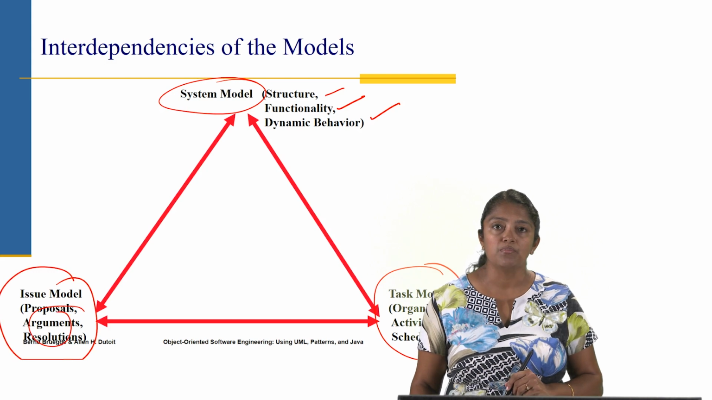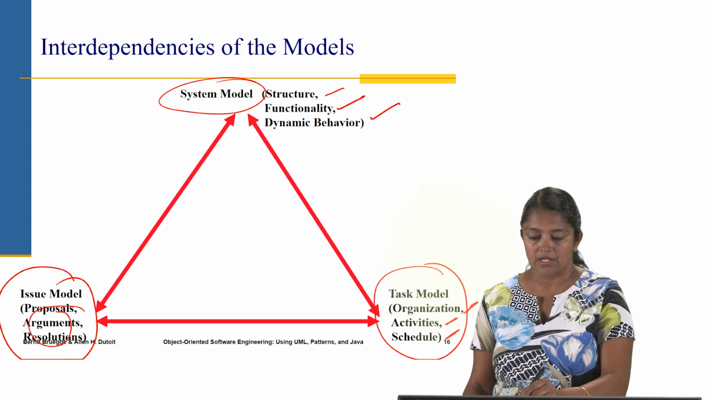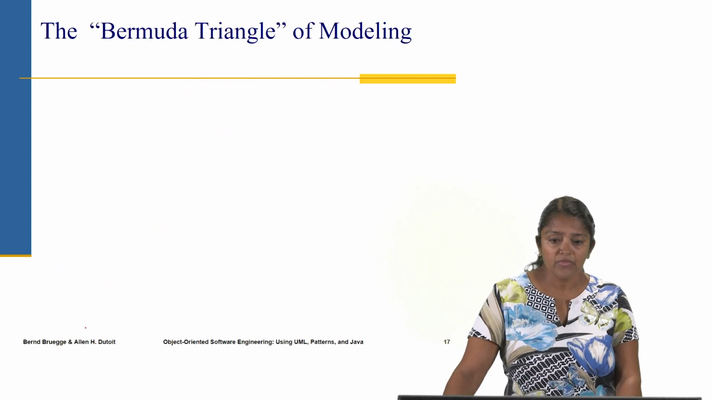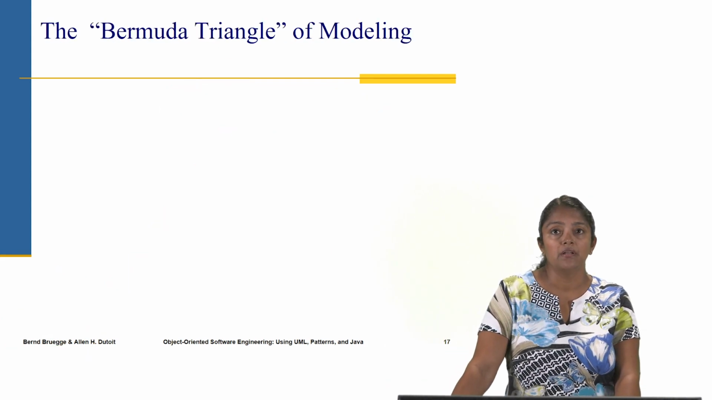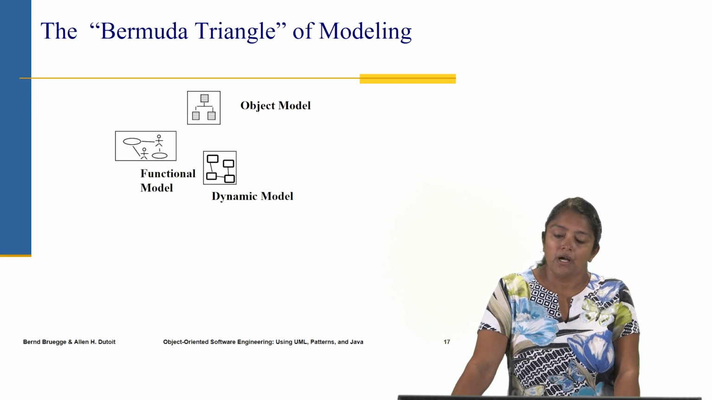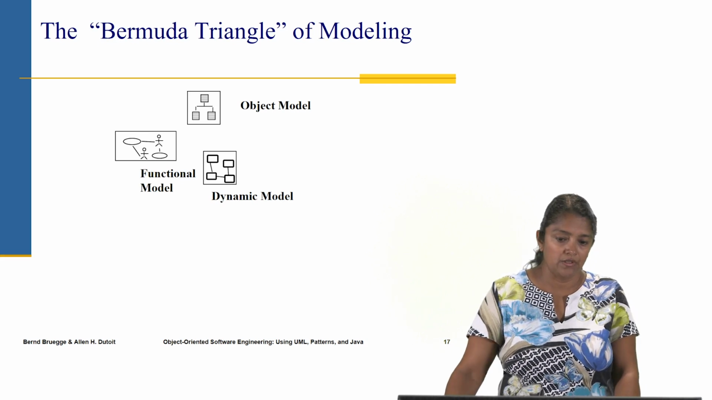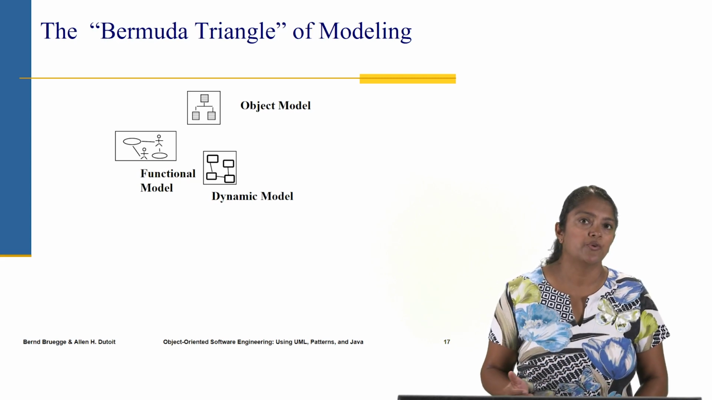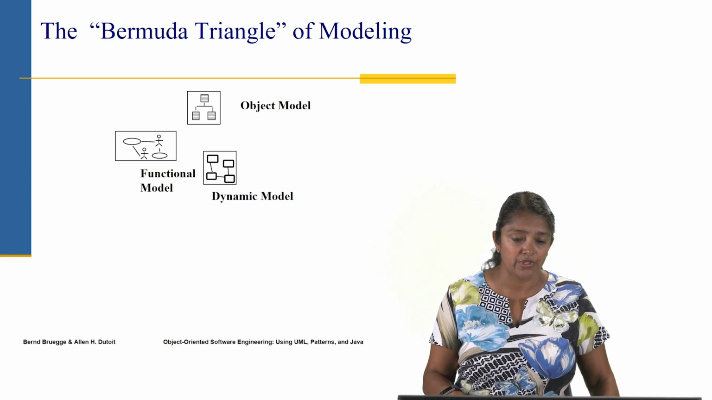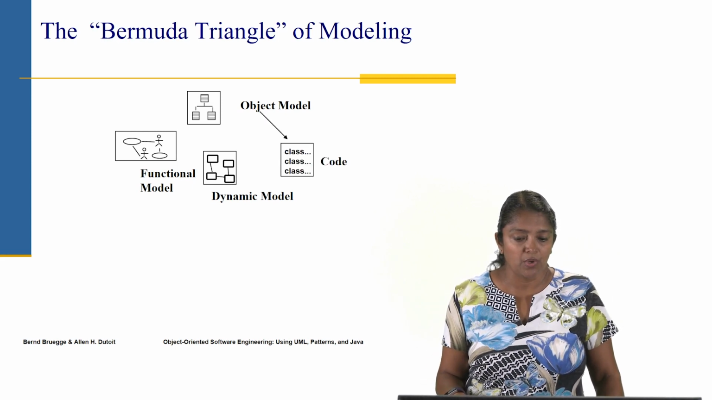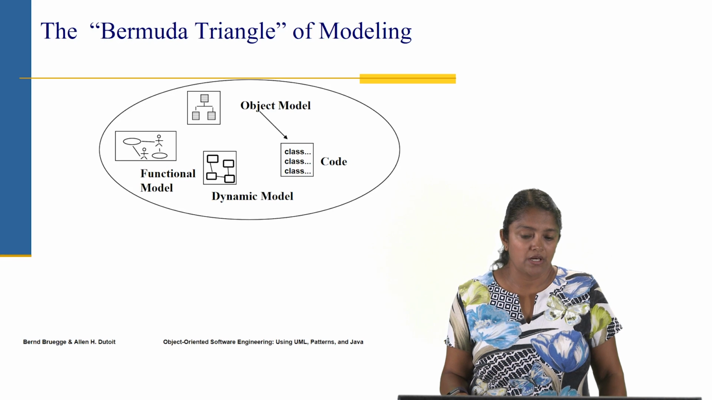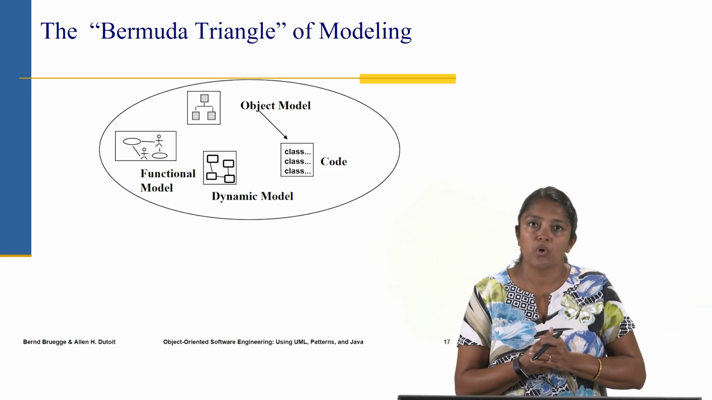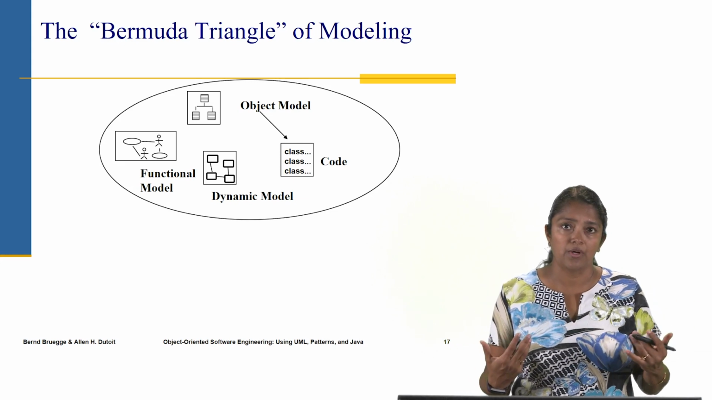So we need a way to keep track of them. And all of these three models are dependent on each other. And this is also known as the Bermuda Triangle of modeling. Now, to put things in perspective, and again to show you what kind of software engineering methodologies are used for this, for the system model, basically there's a language called UML that's used for modeling, which is a standard notation.